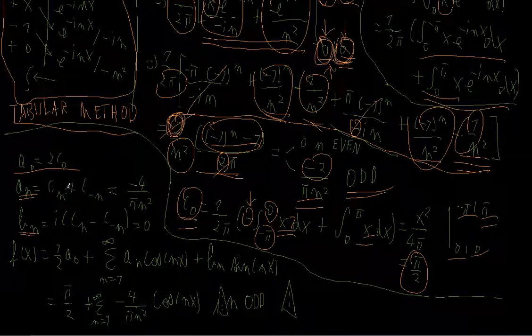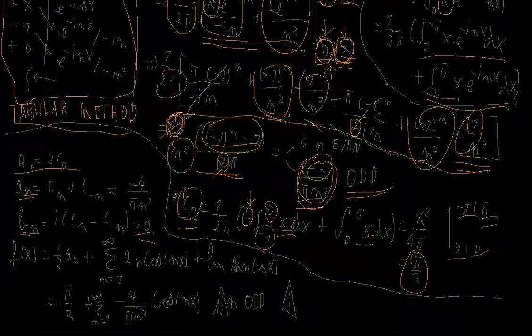A sub n is c sub n plus c sub negative n, so I get negative 4 over pi n squared. B sub n is 0, because I have i times c sub n minus c sub negative n, so if I have that minus that, I get 0.